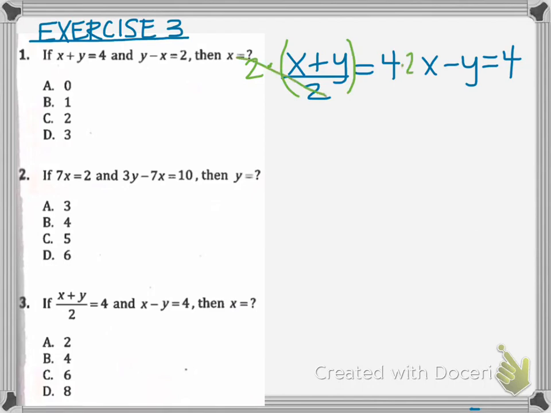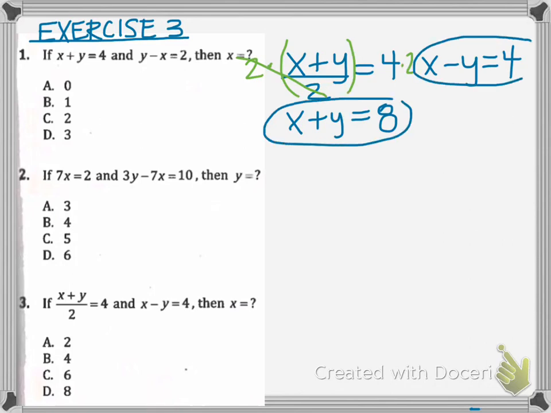These 2's cancel, so what we're going to get is just x plus y on the left equals 4 times 2, which is 8 on the right. Now if I look at both equations, they do look like they're in the same form. They have their x first, then their y equals their constant. Let's go ahead and line them up on top of each other to see if they're ready to add.